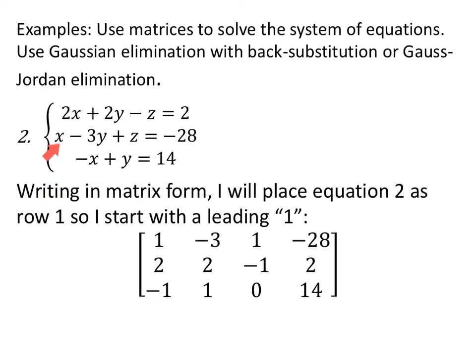I notice that equation 2 has a leading 1, right? 1 is the coefficient of x. So I'm going to write equation 2 as my row 1. Then I just shift equation 1 down to row 2, and equation 3 stays in row 3. Swapping, or exchanging one row for another, is a great way to make ones if you don't feel like dividing. I could have divided by 2, that's fine. I would have made a fraction, but I could deal with that.